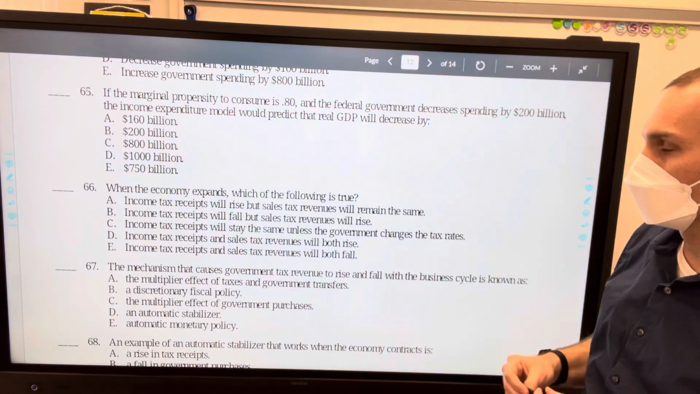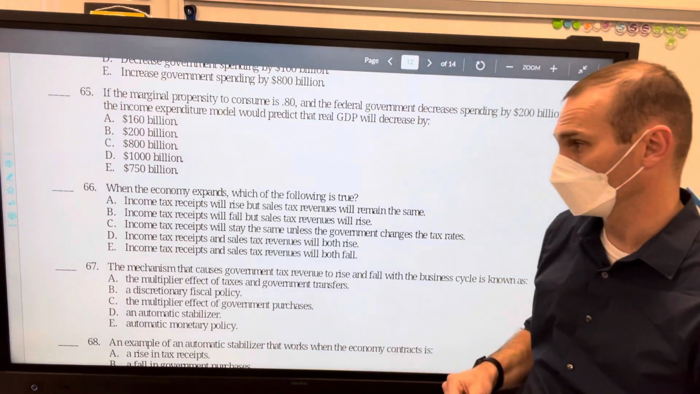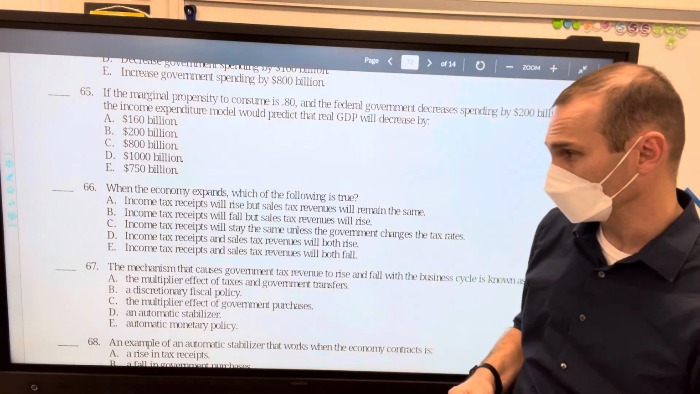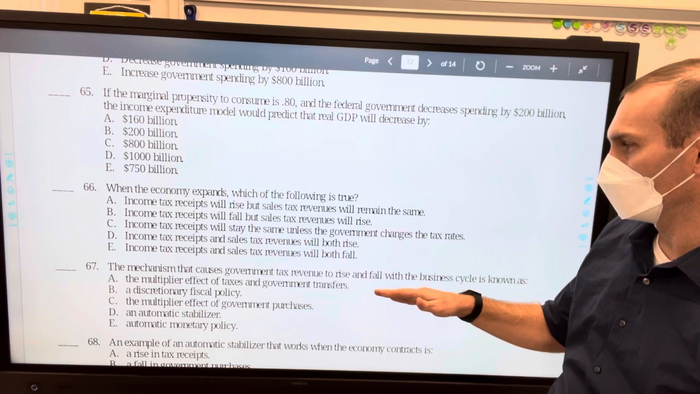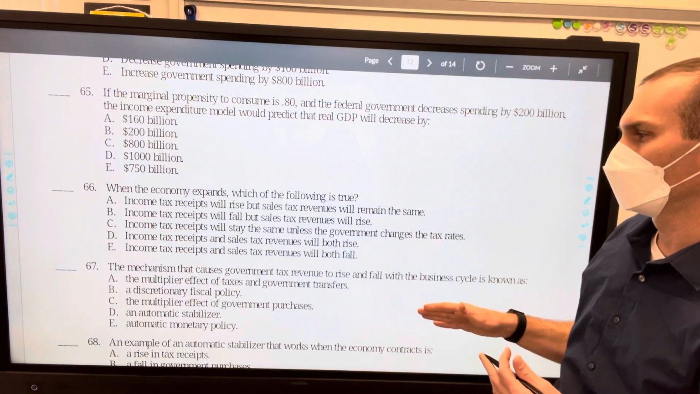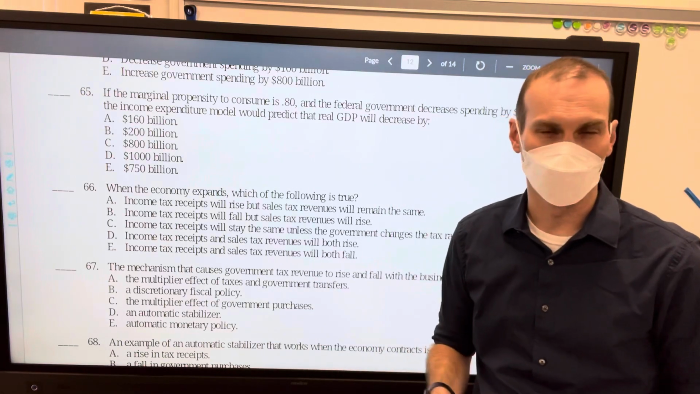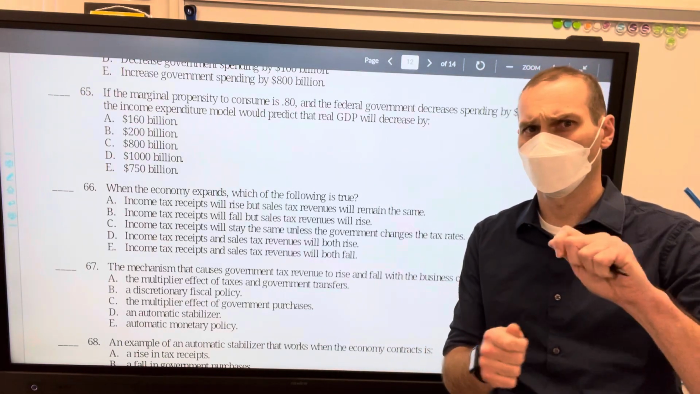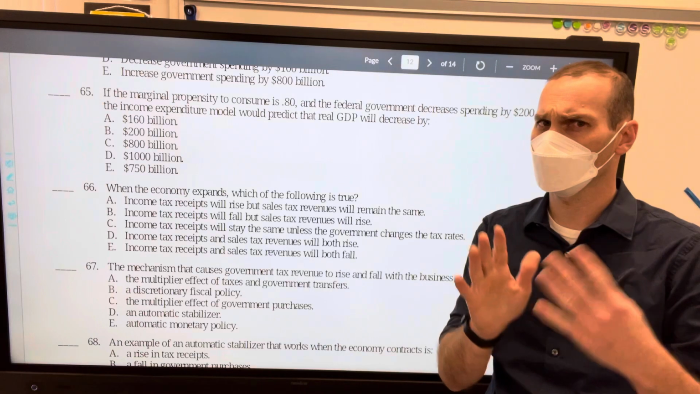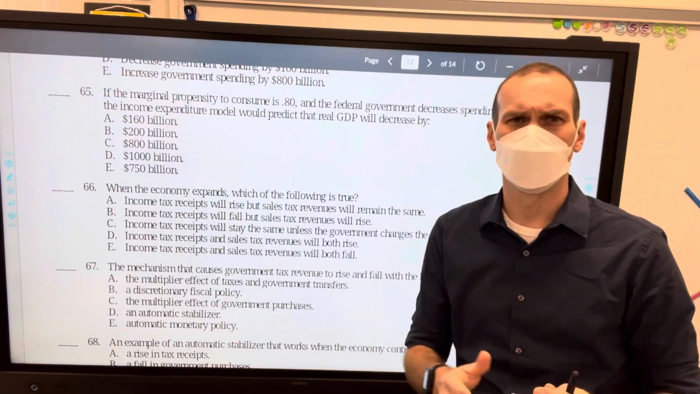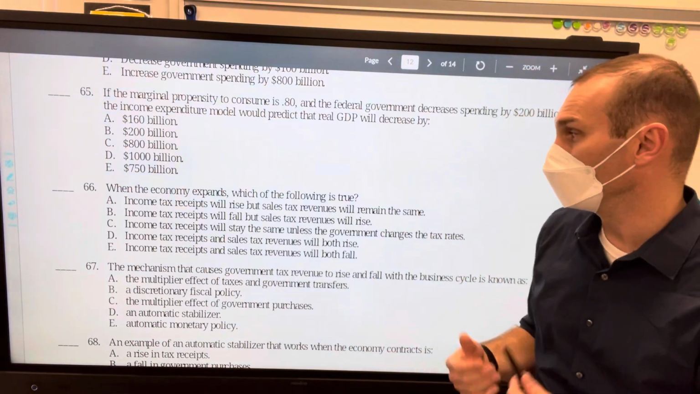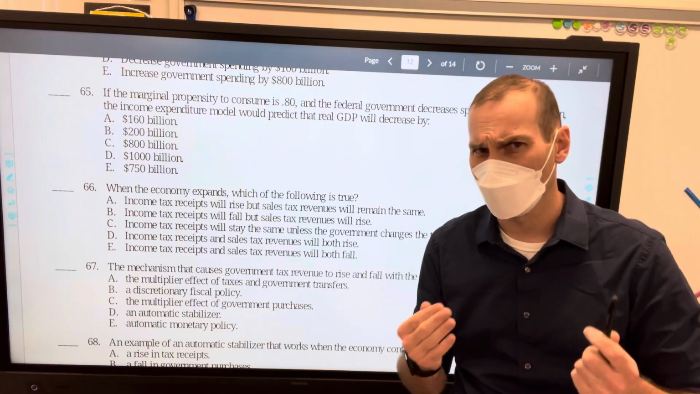When the economy expands, what is true? All right. So the correct answer here is income receipts and sales tax receipts will both rise. Receipts are how much money comes in from them. So don't think like, oh, I get more paper that shows I paid for something. No. It's how much comes in. So in the economy expands, it's sort of that automatic correctors idea.